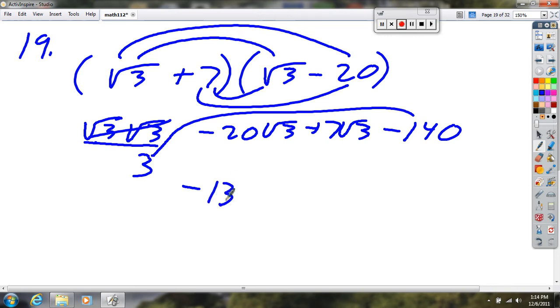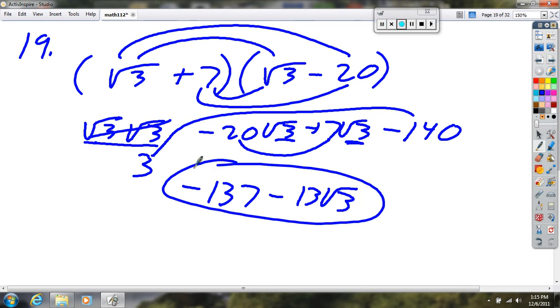Now take the 3 times the negative 140 and add the 3, that's a negative 137. Take the negative 20 and the positive 7. These are like radicals, so I can add the numbers in front. A negative 20 plus 7 is a negative 13 square roots of 3. And there's my answer for number 19.